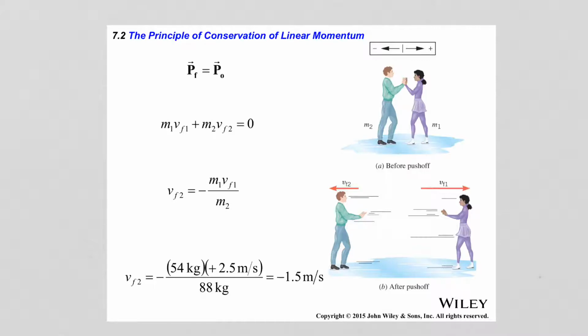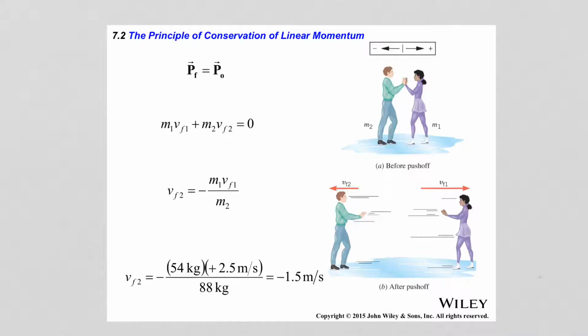rearranging the terms, we get an expression for the final velocity of the man, that is minus the mass of the woman times the final velocity of the woman divided by the mass of the man. Substituting the numbers that the problem statement gives us, we get that the final velocity of the man is negative 1.5 meters per second. The minus sign here just indicates that the motion of the man is in direction opposite to what we have selected to be the positive direction.